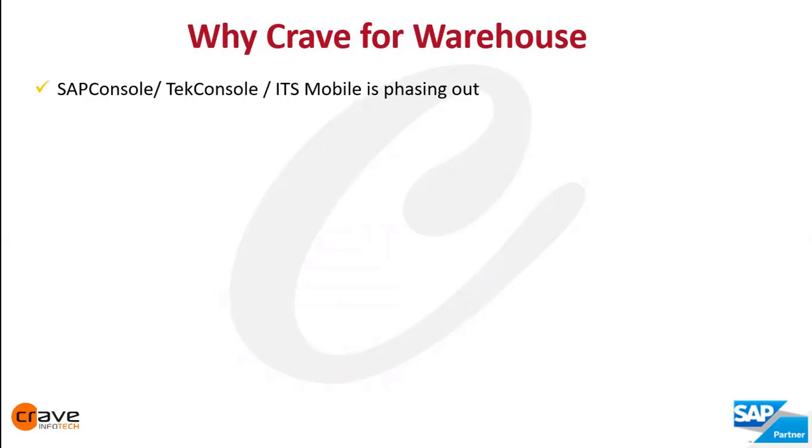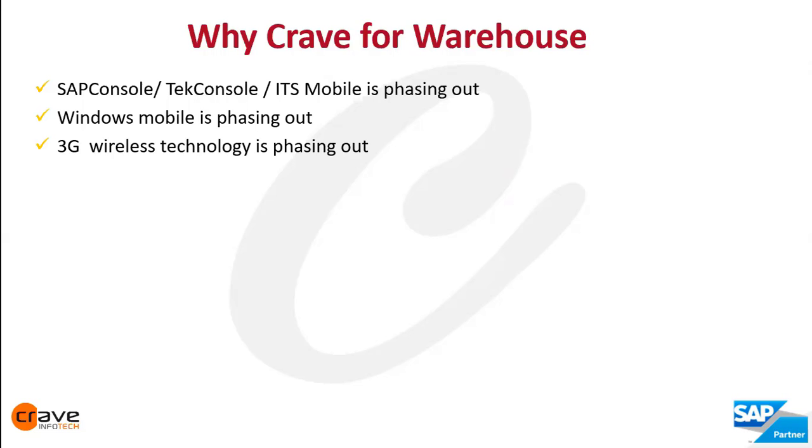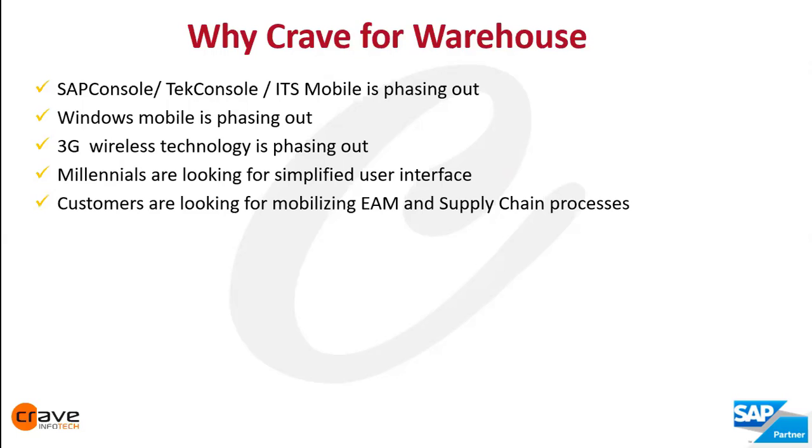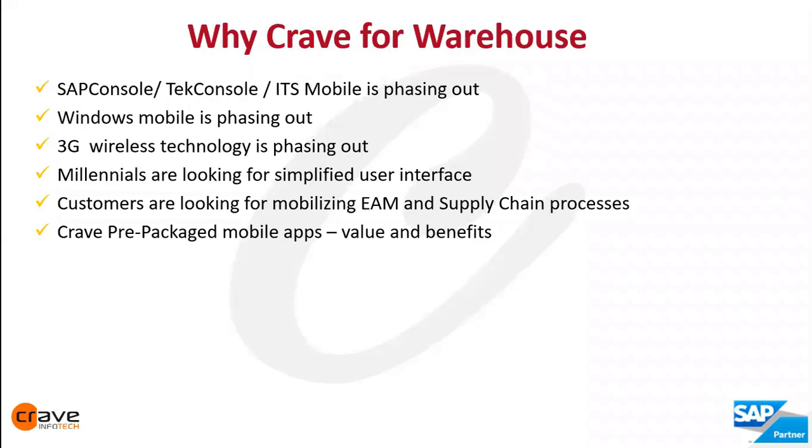Why Fiori for the warehouse? Obviously the tech console, SAP console, and ITS mobiles are phasing out. SAP will no longer support them from next year. Windows Mobile is phasing out; Microsoft will stop supporting it from January or February 2020. 3G wireless technology is phasing out. Millennials are looking for a simplified user interface. Customers are looking for mobilizing EM and supply chain processes, whoever is not currently using it. That's where we bring in our prepackaged mobile apps, which will help you get away from all these worries and provide a stable solution for your user base.